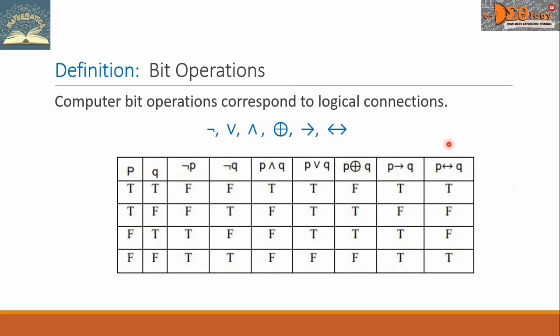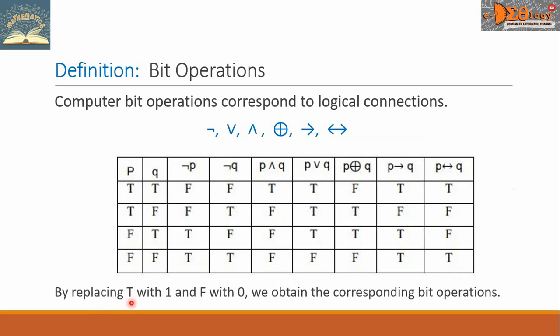The last one is the biconditional P if and only if Q. This is only true if both truth values of the two propositions are the same, both true and both false. So T if and only if T is T. T if and only if F is F. F if and only if T is F. F if and only if F is T.